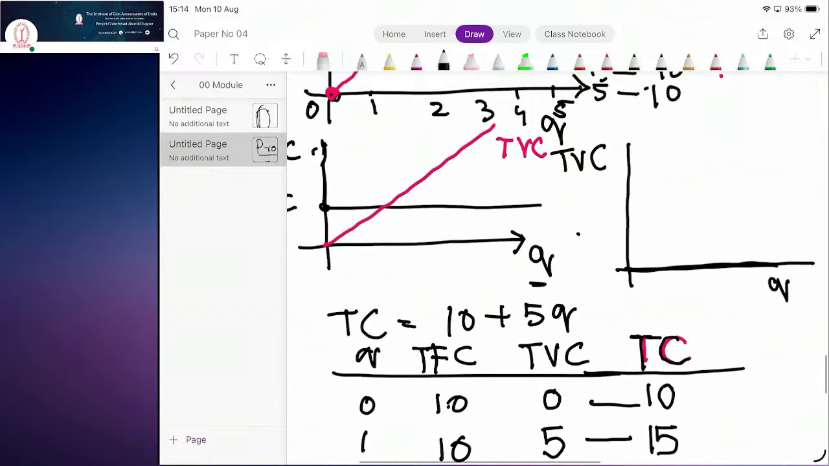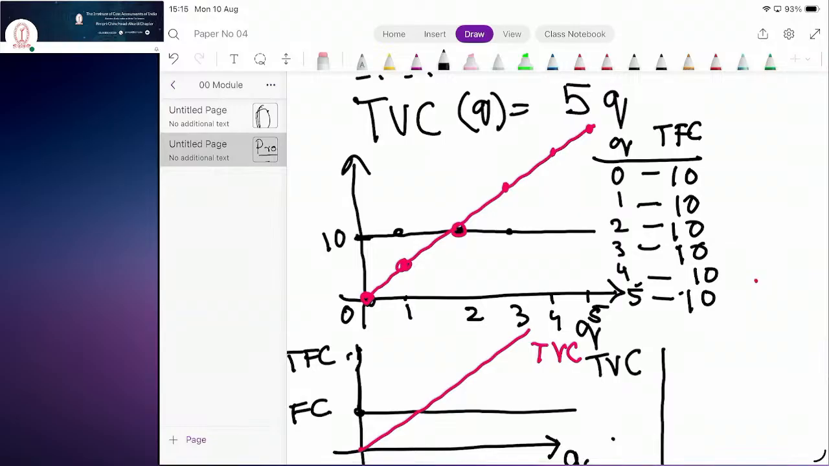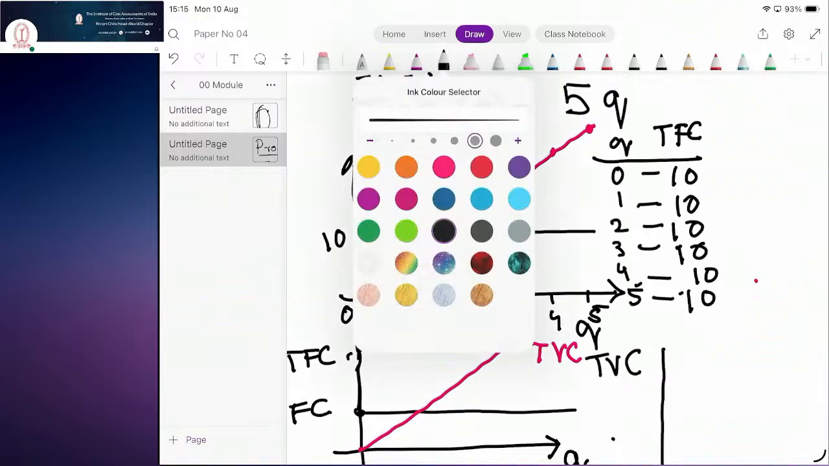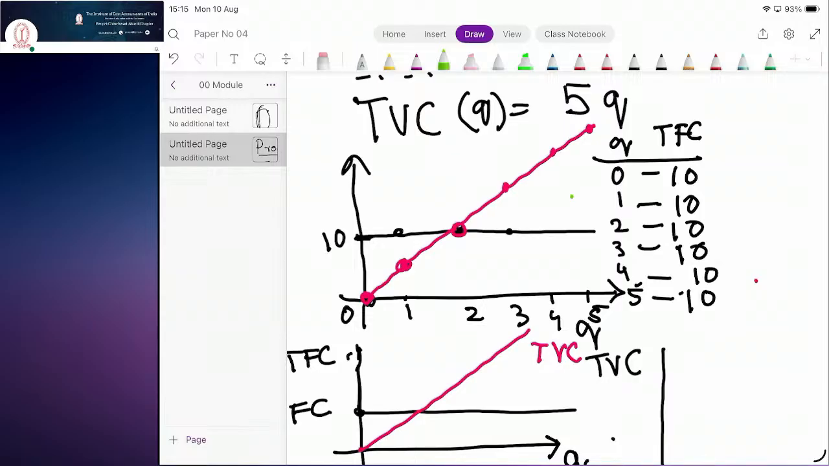Now on the same graph, wherever you have done TVC and FC, plot the total cost. I will use a green dot for total cost. So 10 plus 0 will remain 10, so my first point will be this. Second point is 10 plus 5, which is 15, so I should go here. Now 10 plus 10 is 20, a point like this.